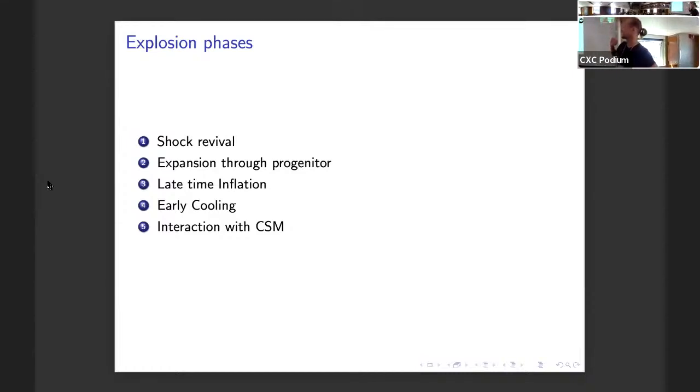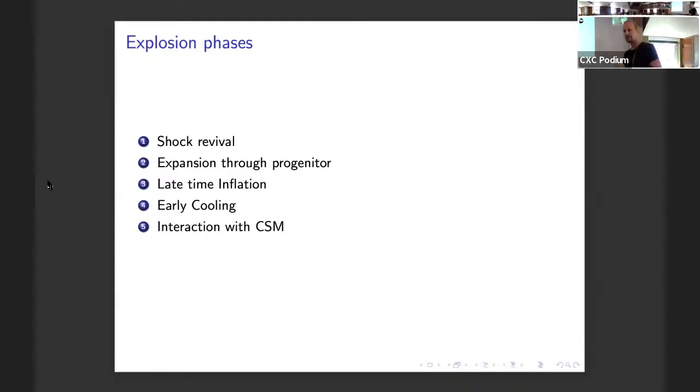First of all, we have the shock revival in the supernova, which I will not talk too much about in this talk because there are a lot of details which we don't understand too well. But then I will discuss a little bit more the different phases which follow later, which is the expansion through the progenitor and the late time inflation to the radioactive beta decay of mainly nickel 56. And then later phases, which in the future we would also like to understand a little bit better from the modeling, is the early cooling.